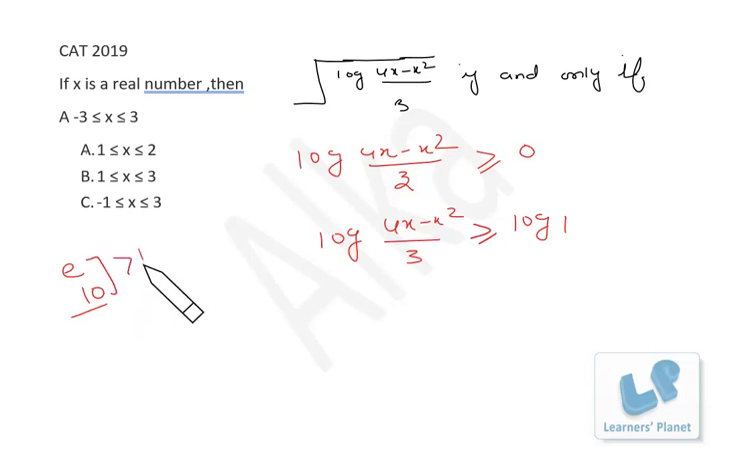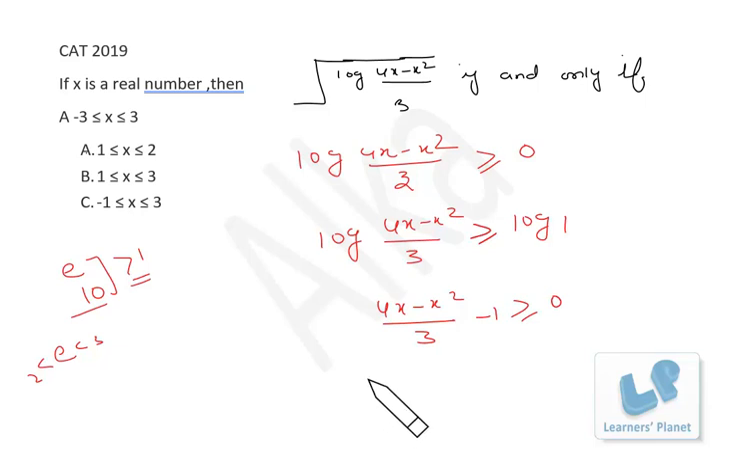Both of them are greater than 1. Right. e lies between 2 and 3 and 10 is already greater than 1. So, you can use the base as greater than 1. Right. So, here now I can take anti-log. So, what I can do is I remove the log from both the sides. (4x minus x square) by 3 minus 1, that should be greater than 0, right?